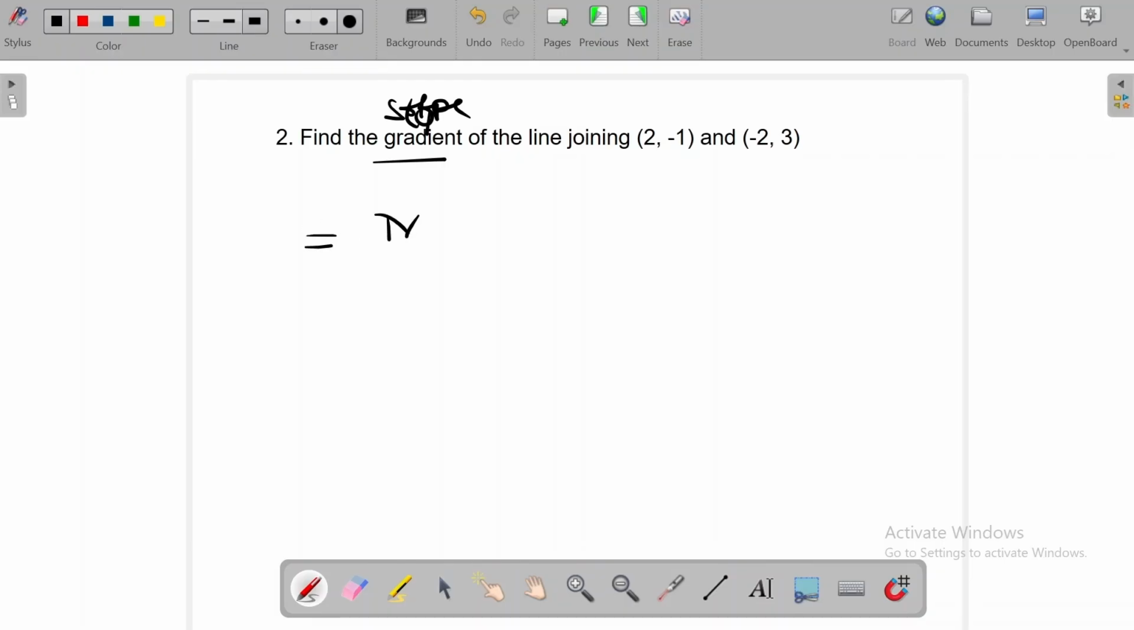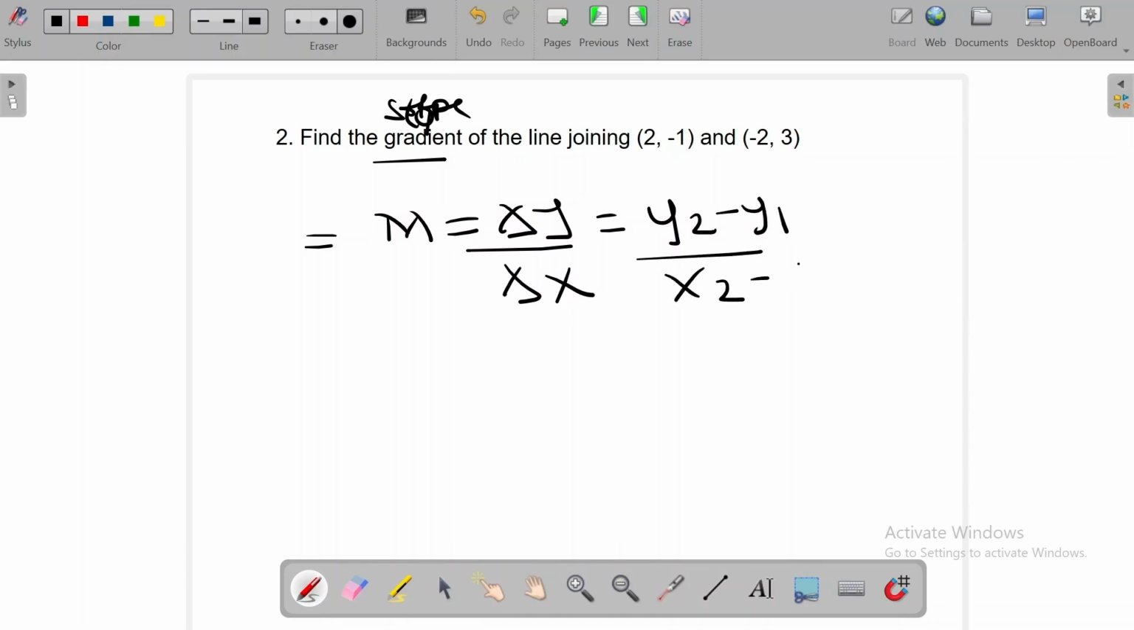This becomes my m, which should be the change in y over the change in x, which is y2 minus y1 over x2 minus x1. So this becomes x1, y1, x2, y2. What is the y2 in this case? It is a 3 minus, which is this minus you've seen here. What is my y1? My y1 is also a negative 1.